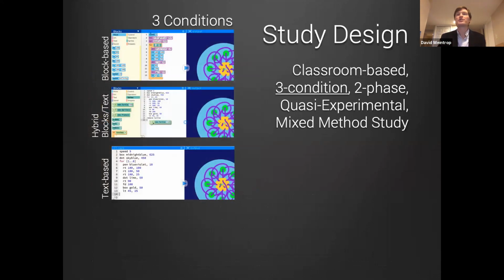So the study had 3 conditions. There was a block-based condition, a hybrid condition, and a text-based condition. The idea was each class would use a different version of our introductory programming environment. 4th period was text-based, 7th period was hybrid, and 8th period was block-based. I want to take a minute to walk through each of those different environments because they're pretty central to the study and to understanding exactly what we're testing here.